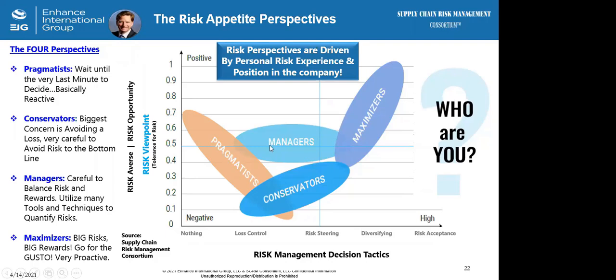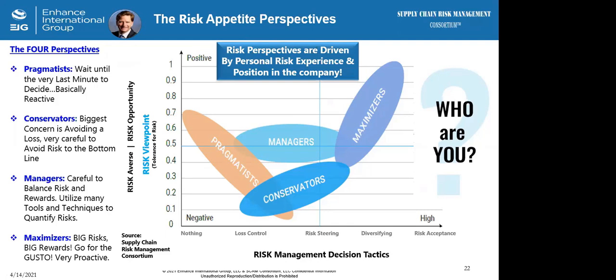And managers, which is this light turquoise color, this perspective takes a very balanced scorecard approach to risk. We're trying to be careful to balance risk and rewards and utilize as many tools and techniques to quantify those risks. And then you have the maximizers. And the maximizers are in this light blue, big risk, big rewards. They go for the gusto, very proactive.